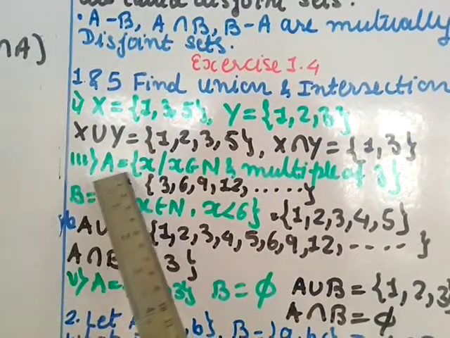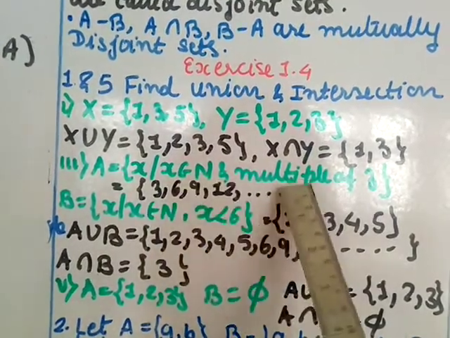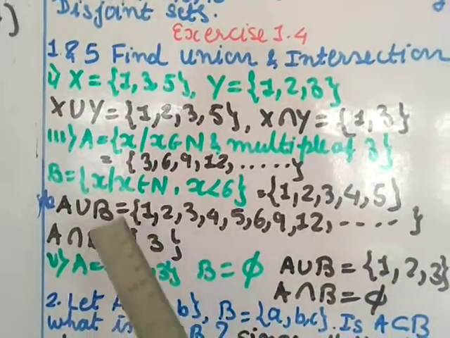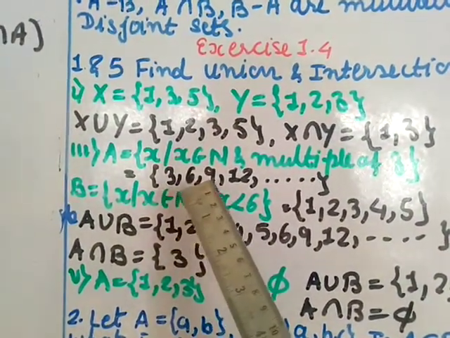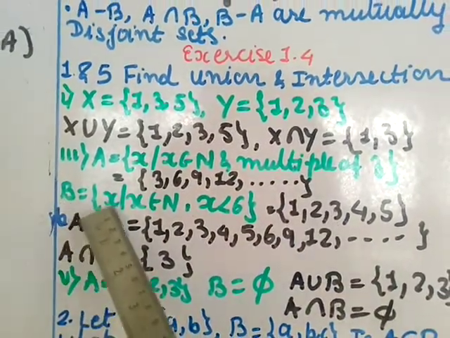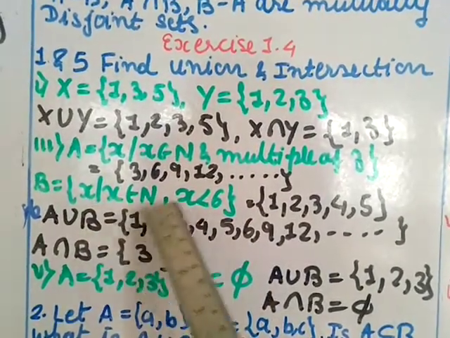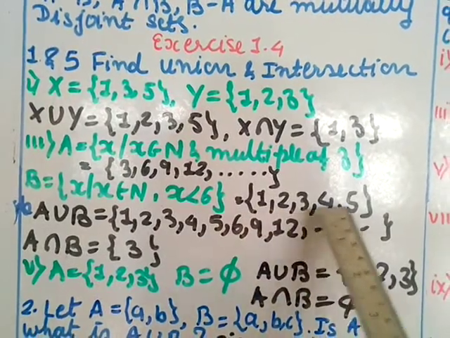Part 3: A is equal to {x such that x belongs to N, that is x is a natural number and a multiple of 3}. So it should be a natural number and also a multiple of 3. Natural numbers that are multiples of 3 are 3, 3 into 2 is 6, 3 into 3 is 9, then 12 and so on. Set B is equal to {x such that x belongs to N, x is less than 6}, a natural number less than 6. We know natural numbers less than 6 are 1, 2, 3, 4, 5.